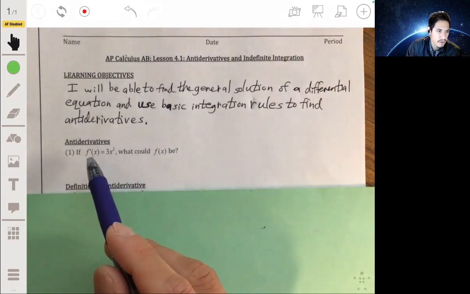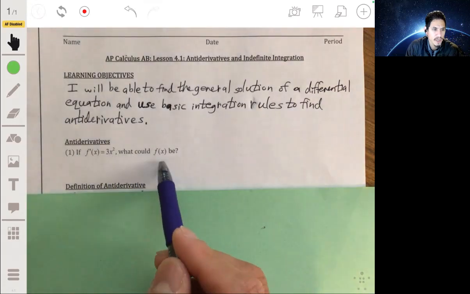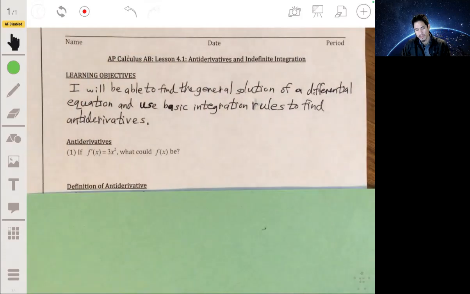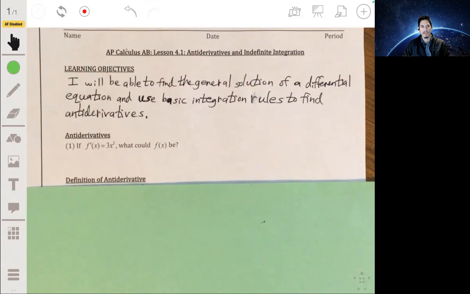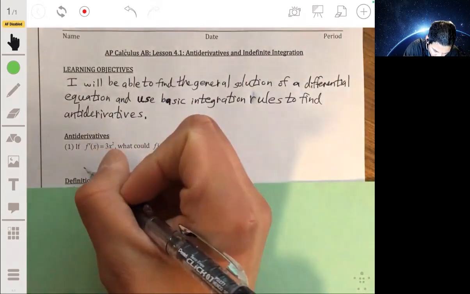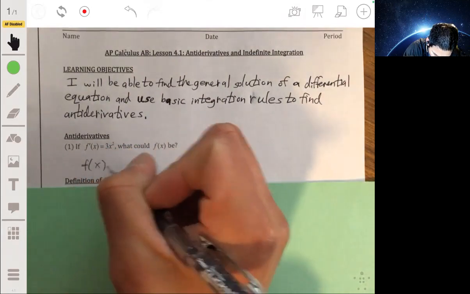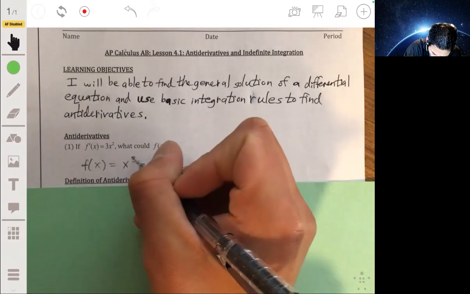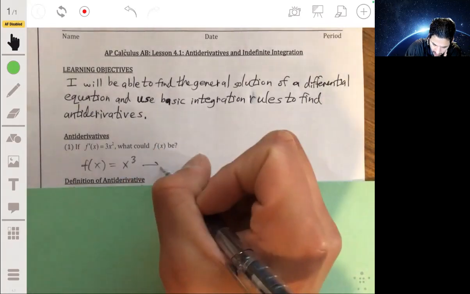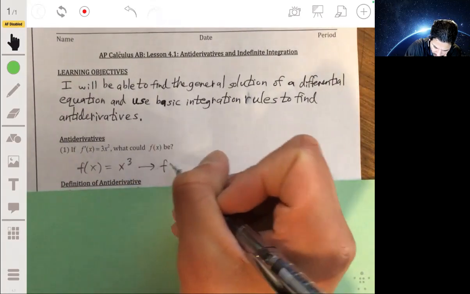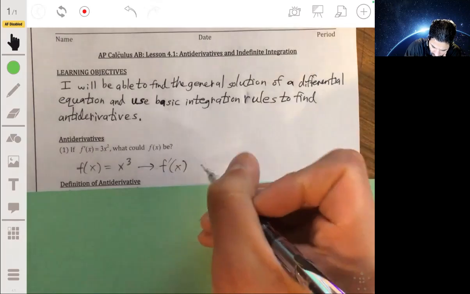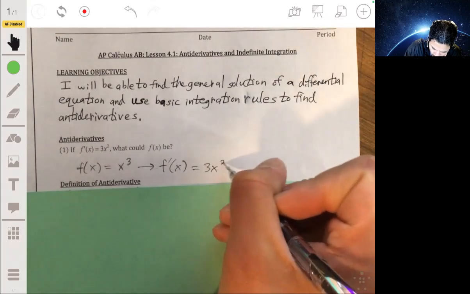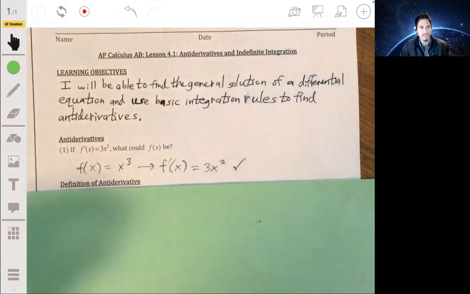All right, so let's start off with this question. If we're given that f prime of x equals 3x squared, what could f of x be? Take a minute to see if you can figure it out. Pause the video, and then once you've got one, unpause it and check with me. One possible answer for f of x could be x cubed. We can check if this works by taking the derivative of this, and we'll get 3x squared. So this will be an answer.